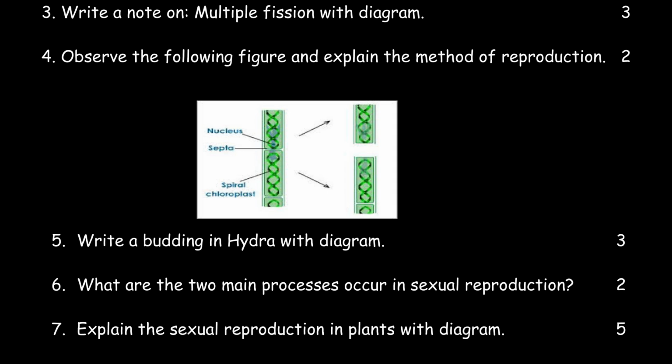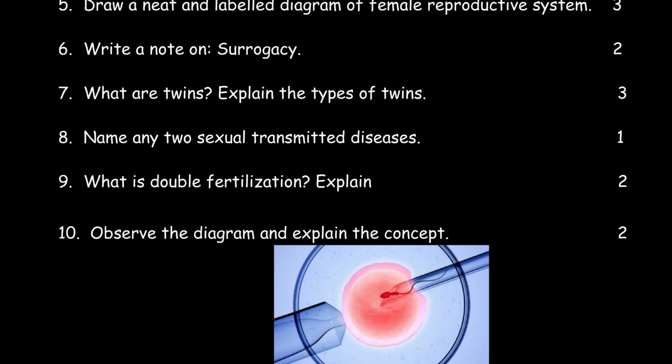Then very important, write a neat and labelled diagram of the female reproductive system. Mostly they ask only this, with diagram, because it's a very easy diagram. Then what is surrogacy? What are twins? Explain the types of twins. Then name any two sexually transmitted diseases. What is double fertilization? All these things. Then they will give you one diagram and ask you to explain the concept behind this diagram.